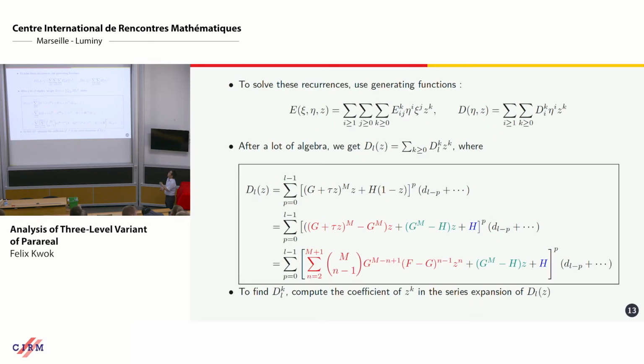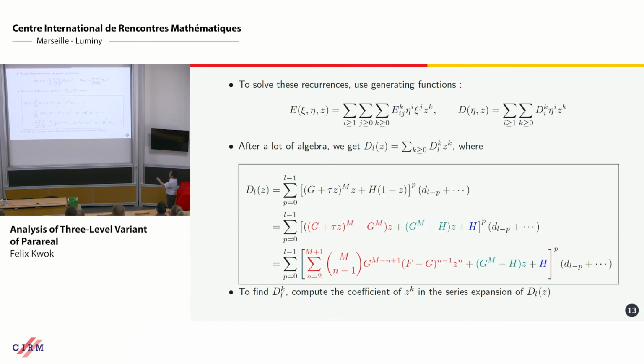So the trick is to write down these generating functions. Instead of having i, j, and k, you multiply each of them by powers of eta, zeta, psi, and z. And then you write that down, and that gives you some function that you can manipulate. There's a lot of algebra. Really a lot of algebra. Pages and pages of it.